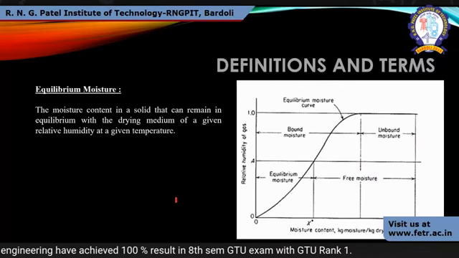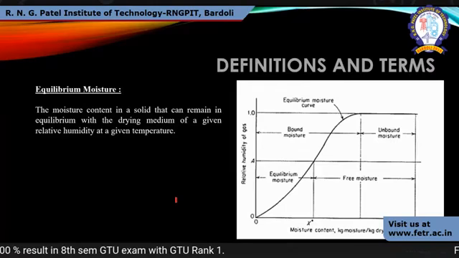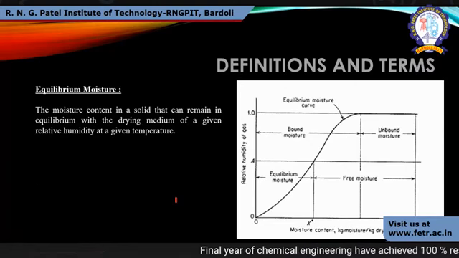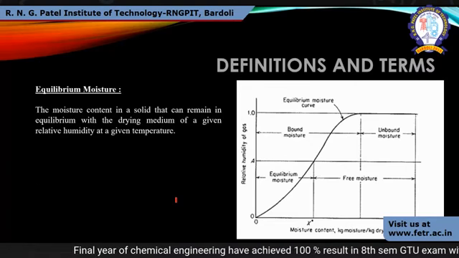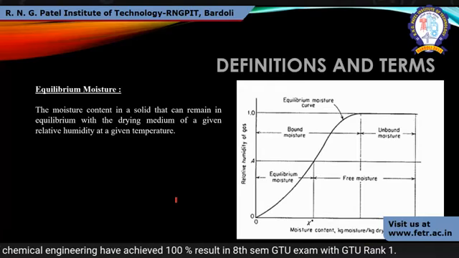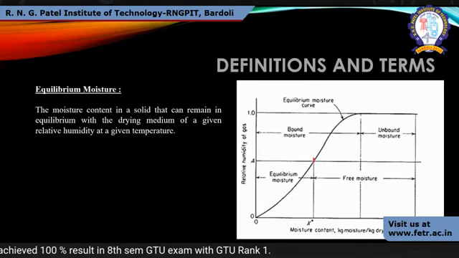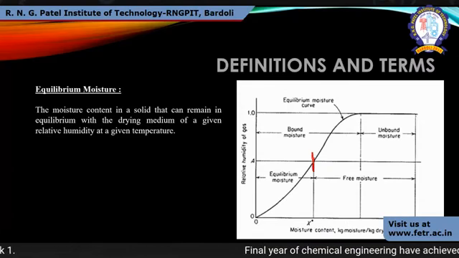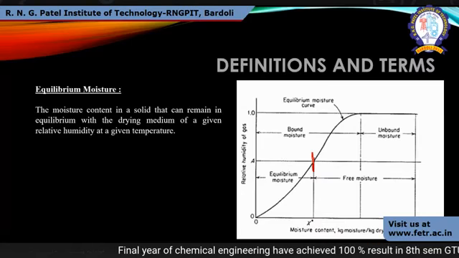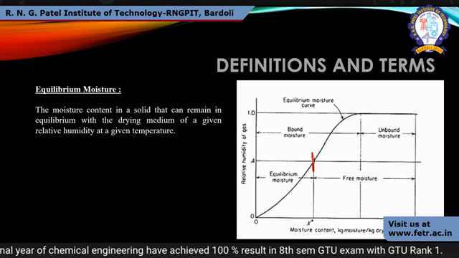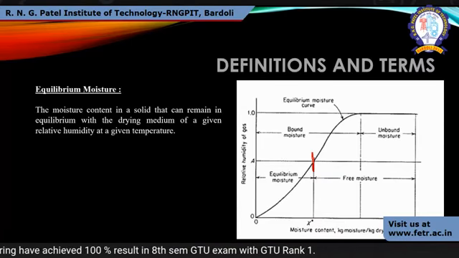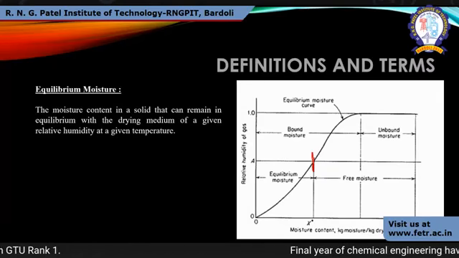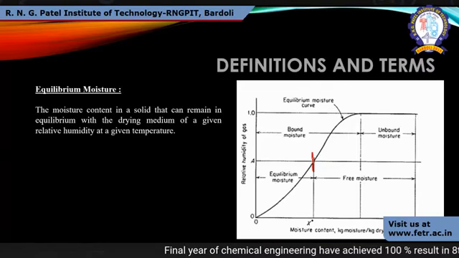Now there is equilibrium moisture. One more term given in the graph. The moisture content in a solid that can remain in equilibrium with the drying media, right? When air is contacted with the water, the equilibrium moisture is this point where equilibrium is reached. We cannot remove moisture below the equilibrium moisture content. We cannot remove that moisture.